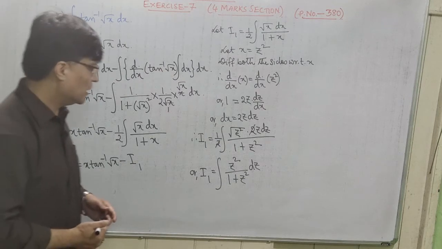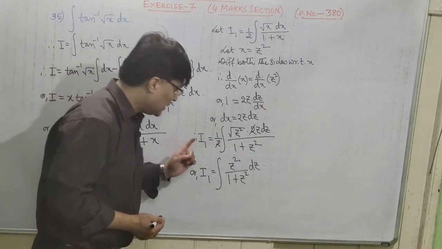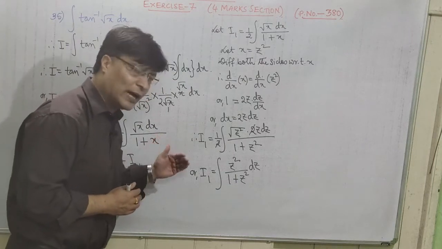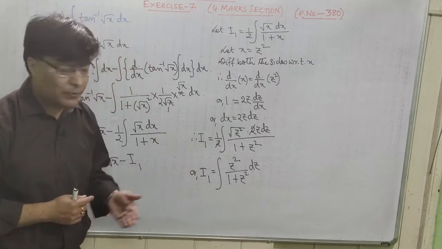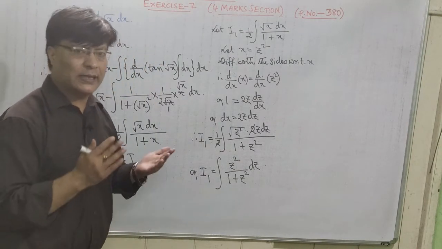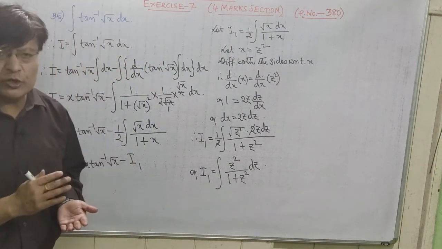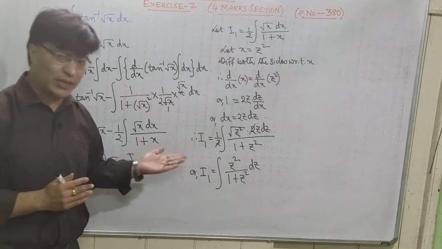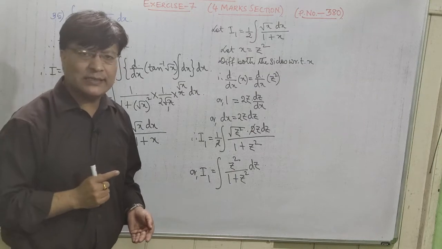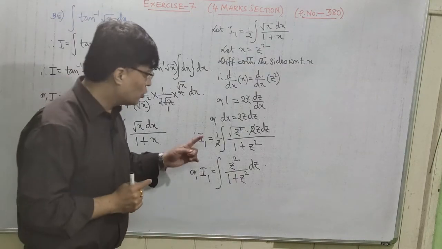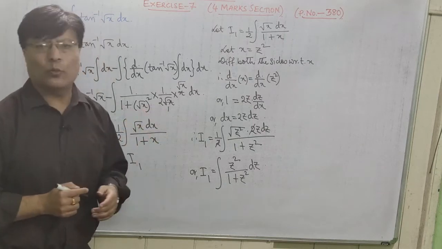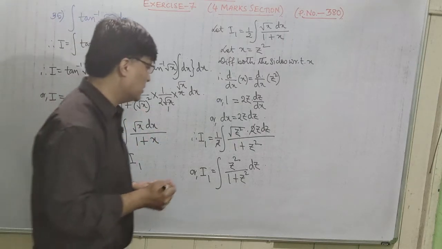Okay, so now in this particular function, the highest power of z in the numerator is 2, and the highest power of z in the denominator is also 2. That is, the highest power of z in both the numerator and the denominator is the same. So what is the method here? Whatever is there in the denominator, you write it in the numerator. That means we will write 1 plus z square in the numerator here.